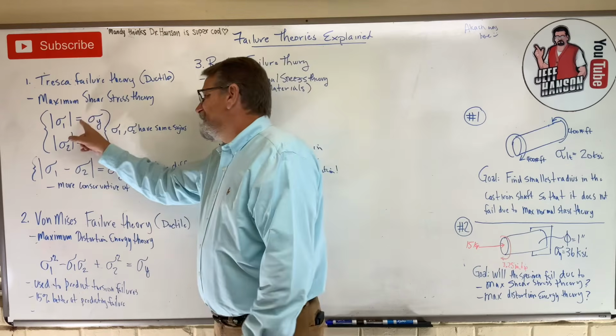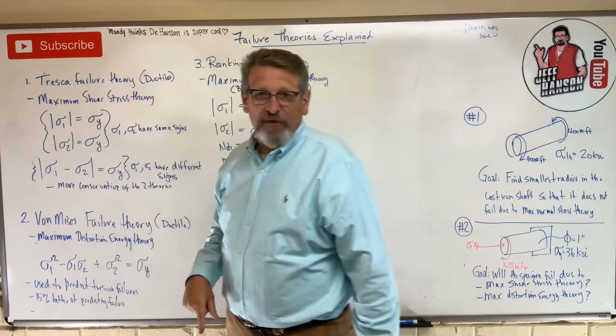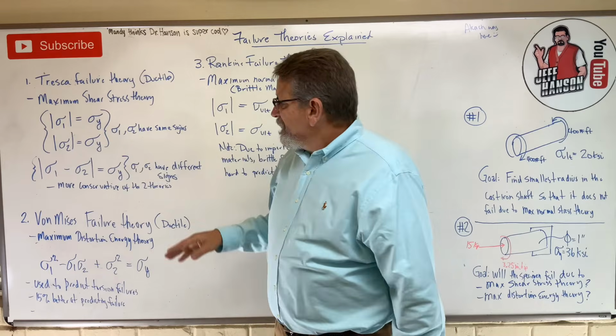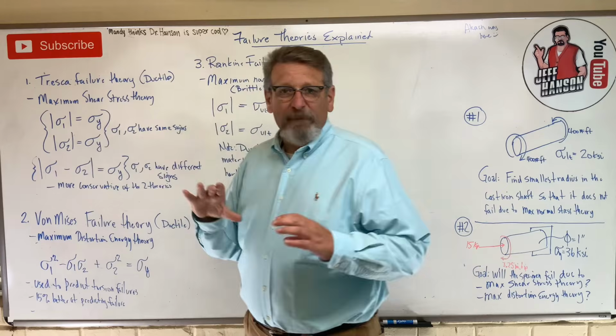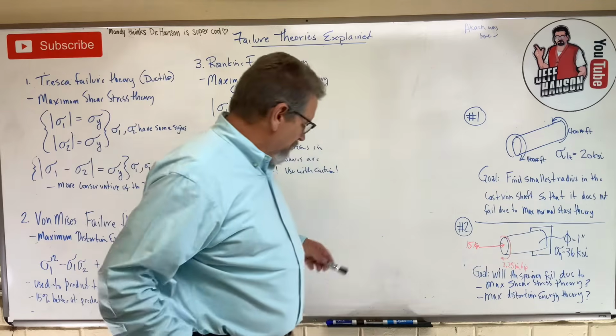So this really isn't an equal. It should be a less than or equal to there. And then why is it sigma 2? Why are we checking that? Well, remember, when we have Mohr circle, let me draw you a picture.